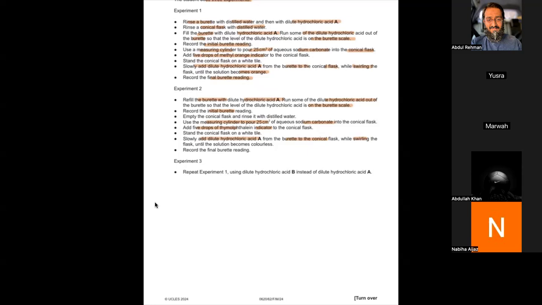No. Actually, yeah, there is a small error that instead of measuring flask, where they have used the measuring cylinder over here, they need to use pipette for accurate results. Is this understandable? Yes, sir. Okay.